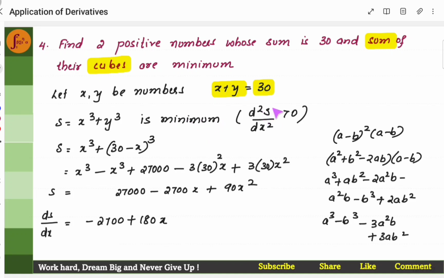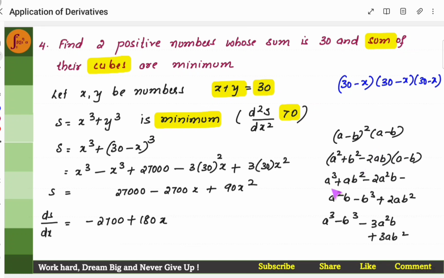Minimum means the second order derivative should be greater than 0. Right? This indicates it's minimum. Now I'll take that the sum is s. So first eliminate y. Instead of y, we can write y is equal to 30 minus x. Substitute 30 minus x here.